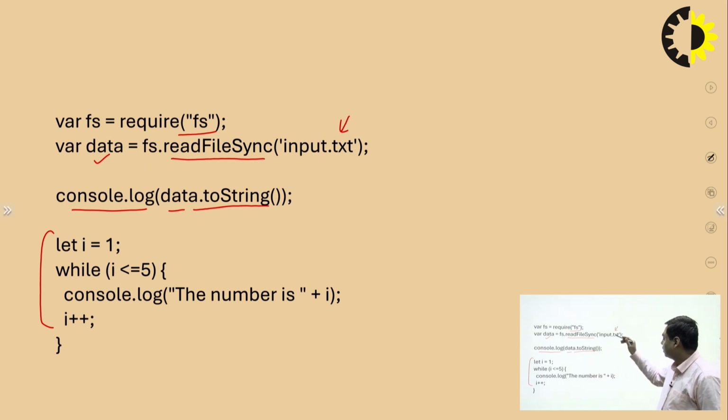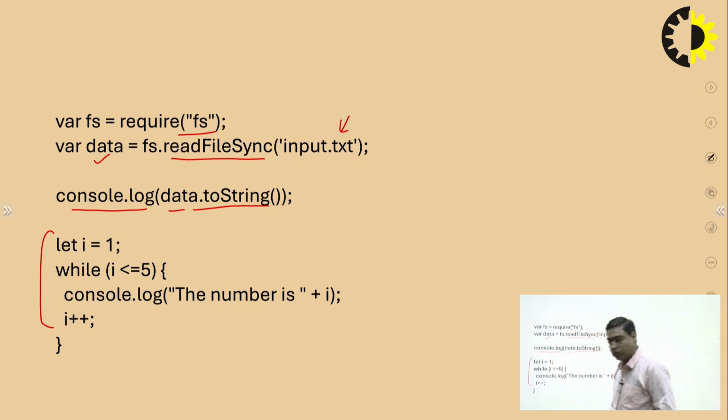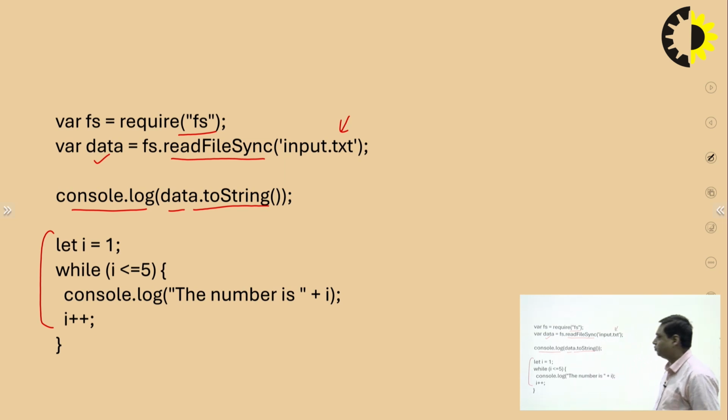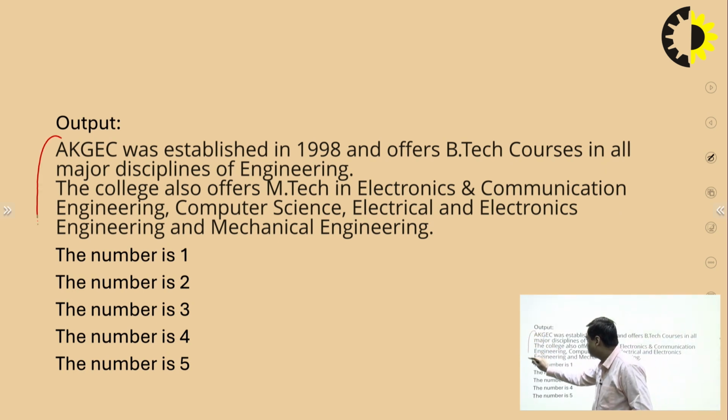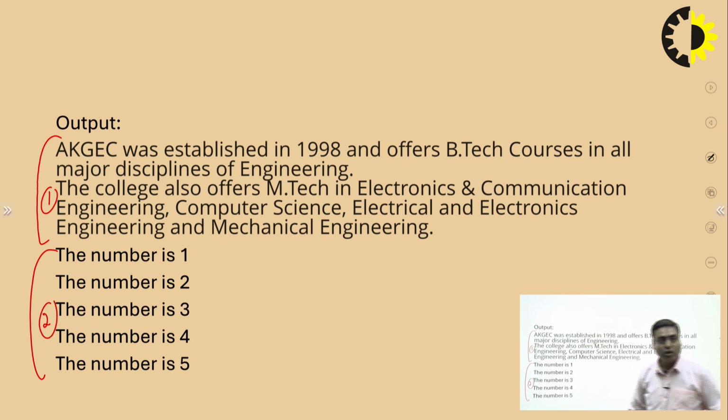So when the reading of the file is completed and the displaying of the file is completed, only then will it execute this code. In this code, we are displaying the numbers from 1 to 5. So this is the outcome. You can see first the reading of the file is completed, then it is displaying the output. It is only because we are using a synchronous method for reading a file.